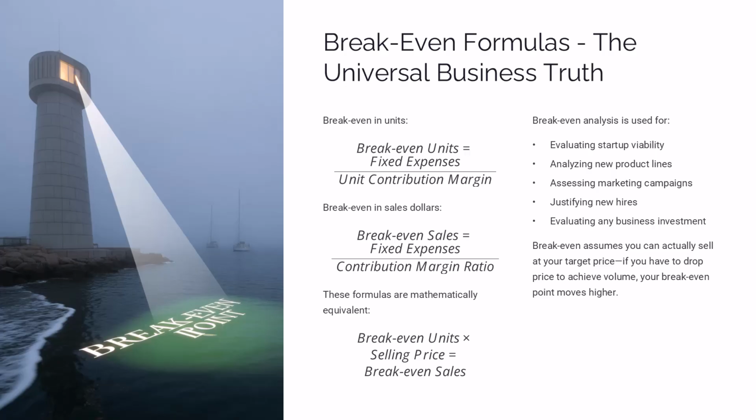Break-even units equals fixed expenses divided by unit contribution margin, and tells you exactly how many units you need to sell, while break-even sales dollars equals fixed expenses divided by contribution margin ratio and tells you the sales revenue needed to break even, and you can verify your answer because break-even units times selling price equals break-even sales dollars.